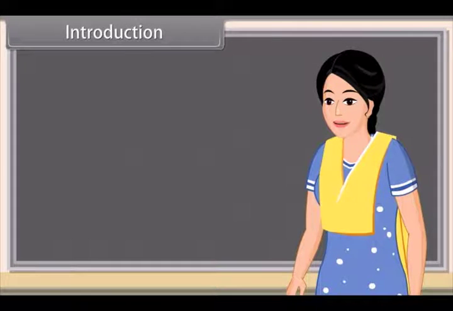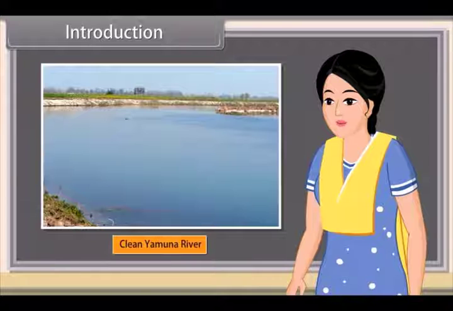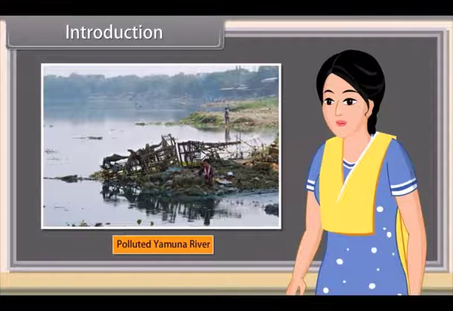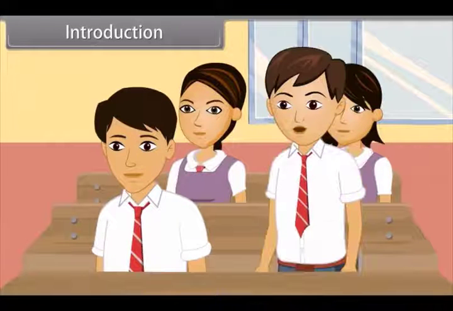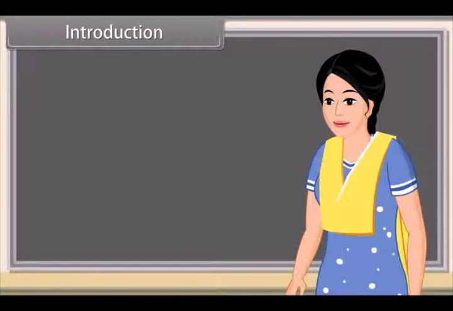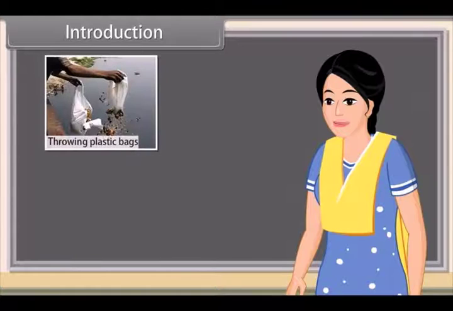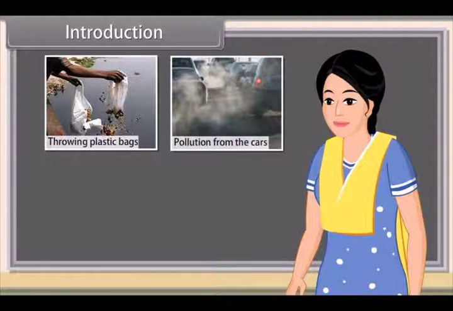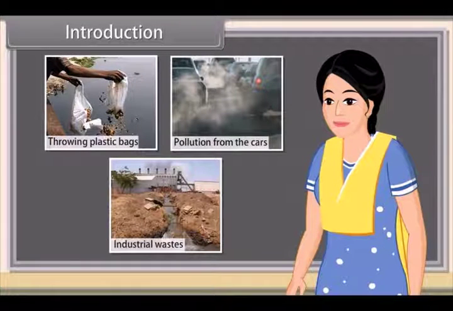But it was clean before. Have a look. And now our activities have made it polluted and it appears dirty. How are we making this river polluted? Many of our activities destroy the clean state of rivers, such as throwing plastic bags, pollution from the cars, dumping of industrial wastes. Let us explore them in detail and their effects on our environment.